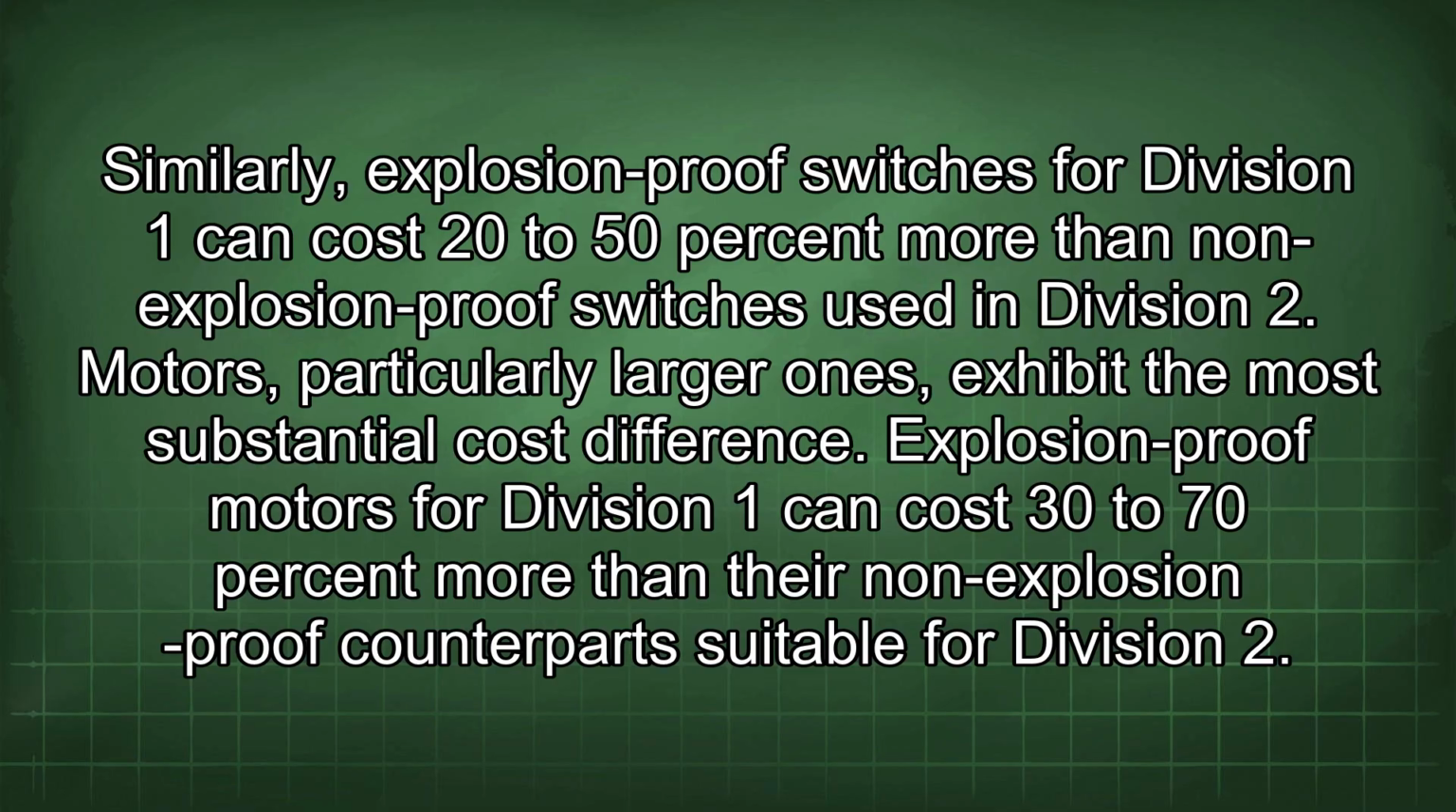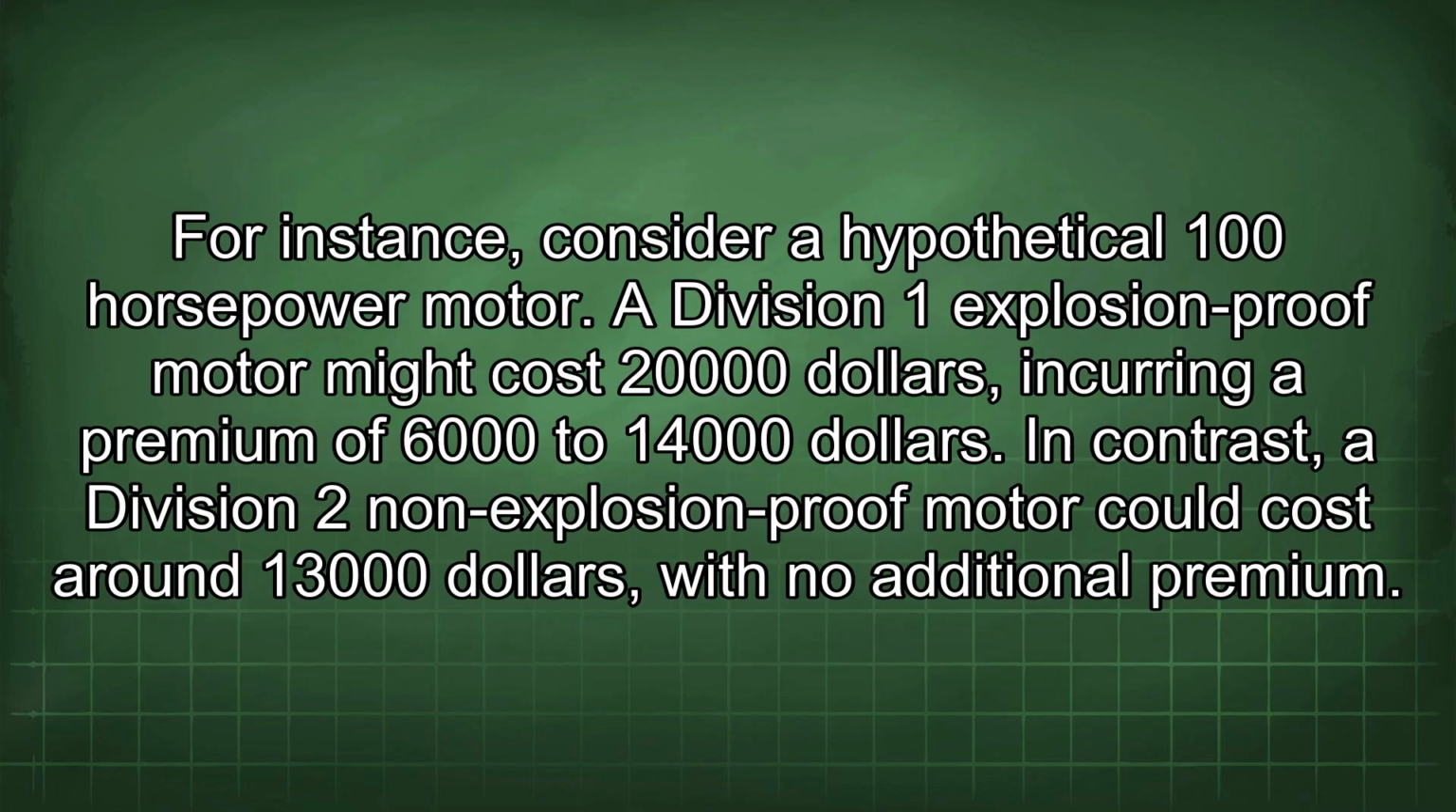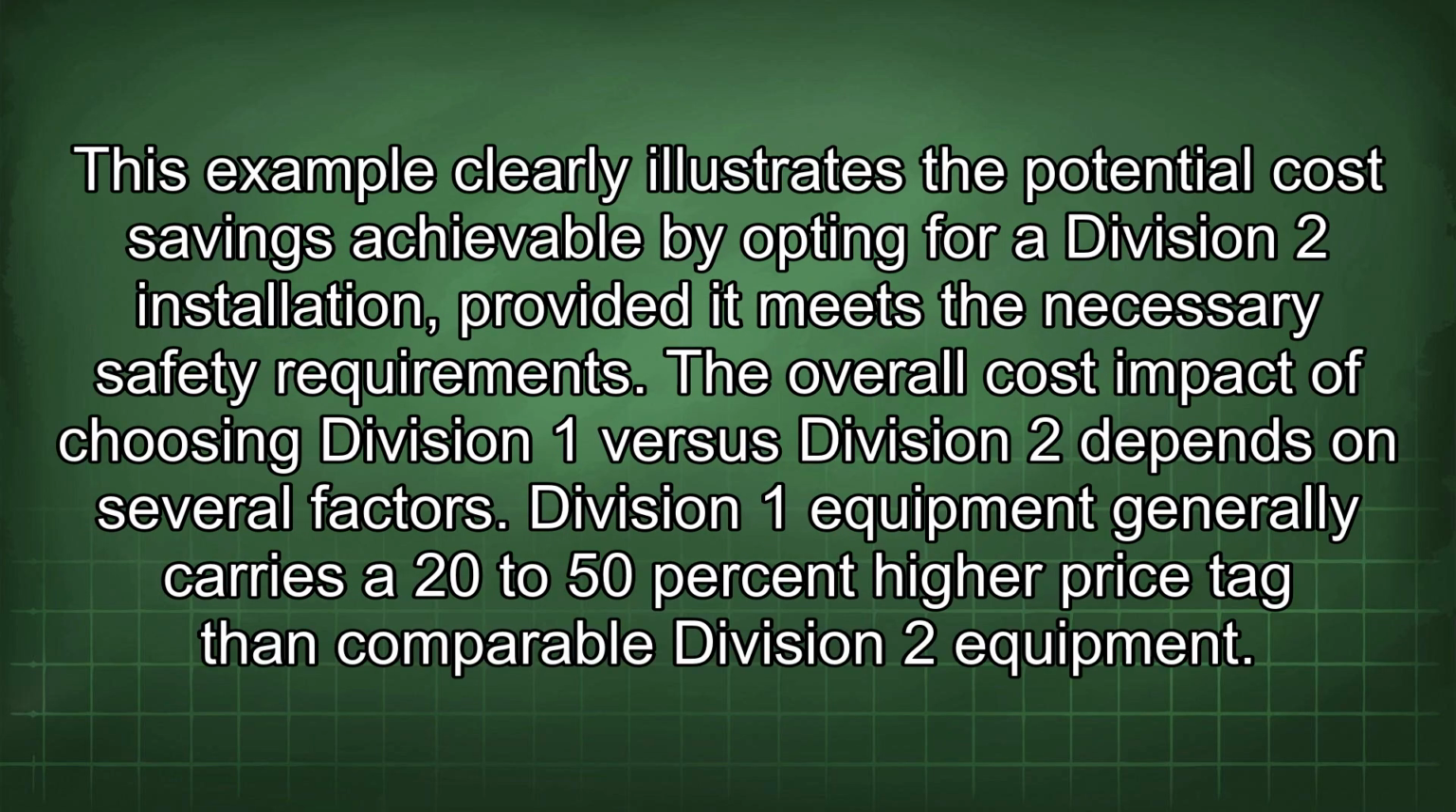Motors, particularly larger ones, exhibit the most substantial cost difference. Explosion-proof motors for Division 1 can cost 30 to 70% more than their non-explosion-proof counterparts suitable for Division 2. For instance, consider a hypothetical 100 horsepower motor. A Division 1 explosion-proof motor might cost $20,000, incurring a premium of $6,000 to $14,000. In contrast, a Division 2 non-explosion-proof motor could cost around $13,000 with no additional premium. This example clearly illustrates the potential cost savings achievable by opting for a Division 2 installation, provided it meets the necessary safety requirements.